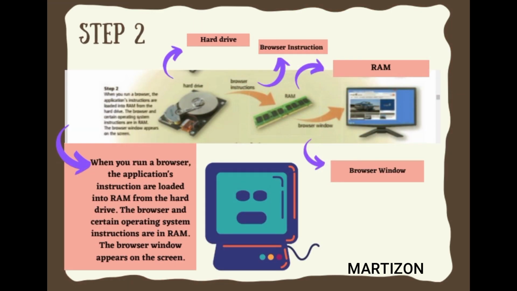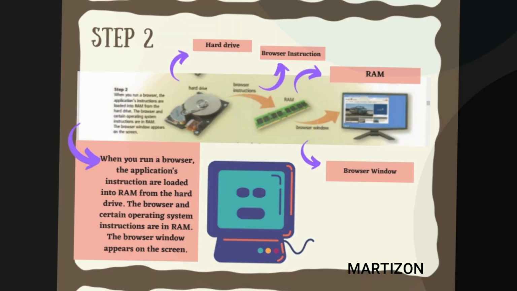When you run a browser, the application instructions are loaded into RAM from the hard drive. The browser and certain operating system instructions are in RAM. The browser window appears on the screen. As you can see in the picture, we have the hard drive, browser instructions, RAM, and browser window.